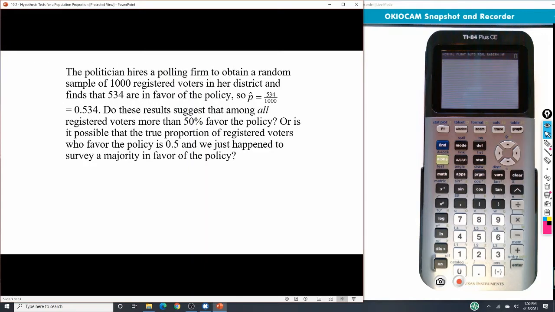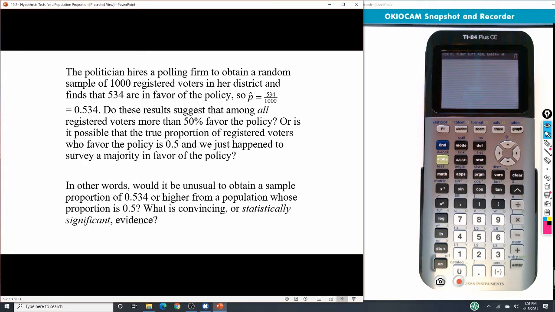So let's suppose here that we have a politician, they have this firm, and they sample 1,000 voters and find that 534 are in favor of a policy. So we get a proportion there of 0.534. Do these results suggest that among all voters, more than 50% favor the policy? Or is it possible that the true proportion is 50% and we just happen to survey a group that was in majority? All right, so that's what we want to look at.